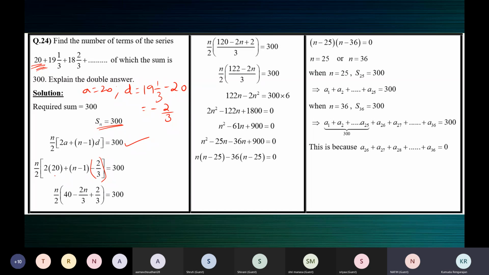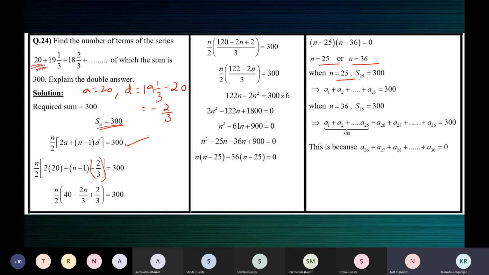So n by 2 into 2a plus (n minus 1) into d, that is into minus 2/3, is equal to 300. Work this out, we get a quadratic equation. Find the two values of n: n can be 25 or 36.